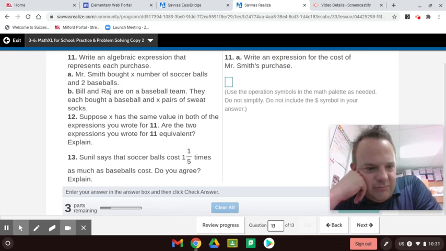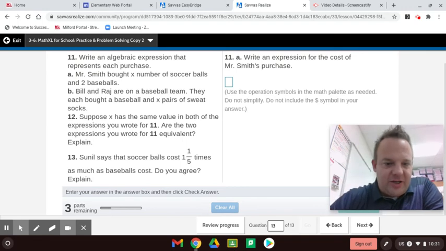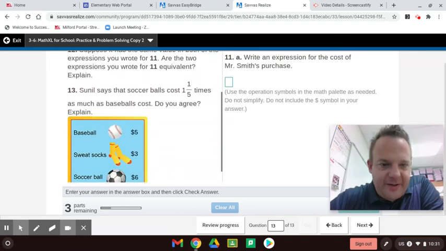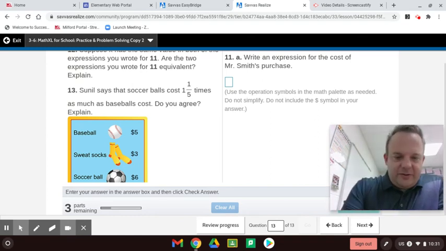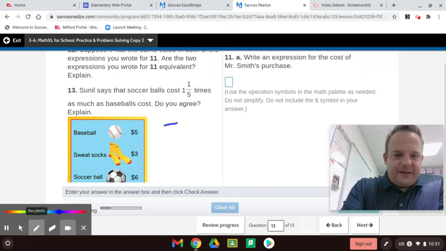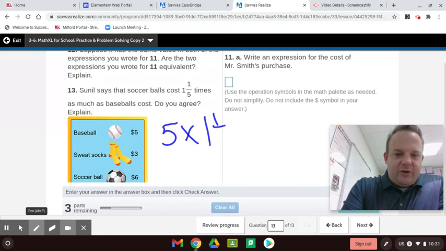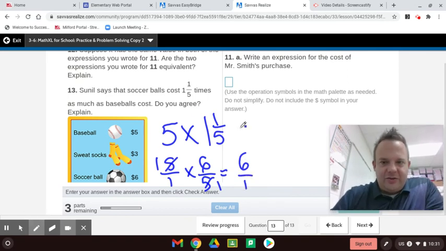Sanji says the soccer balls cost 1 1/5 times as much as the baseballs cost. Do you agree? Explain. Let's check. Let's see if that's true. So we're going to go 5 times 1 1/5, which the way we do that is 5 over 1 times 6 over 5, which these can cross cancel, and we get 6. So yes, that is true. We do agree.